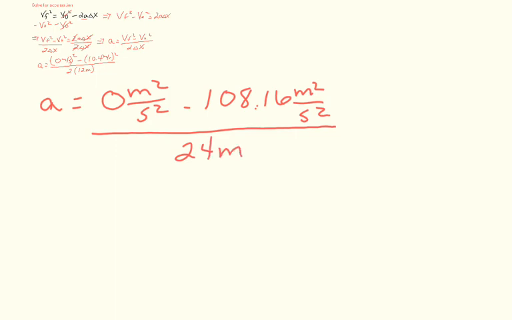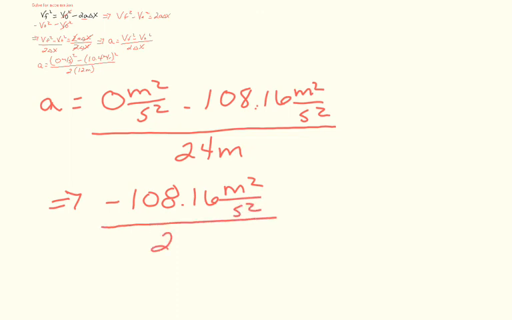All right. So because these guys are like terms, right? They're meters squared over second squared, right? Here and here, I could just subtract these. So 0 minus 108.16 gives me negative 108.16 meters squared over seconds squared. And then I'm going to divide that by 24 meters.